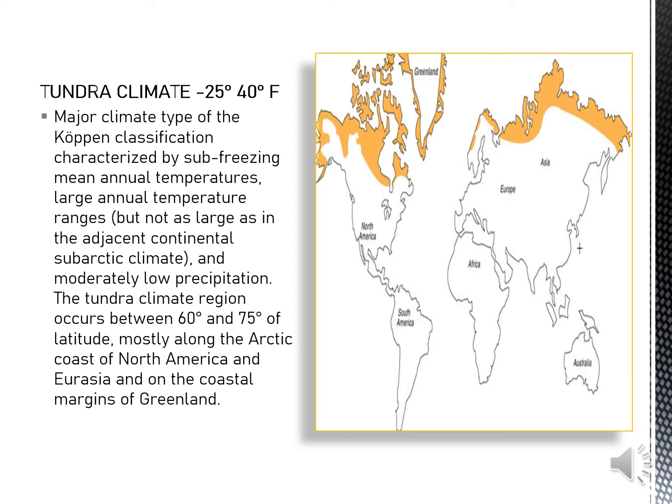Tundra climate, 25 degrees to 40 degrees Fahrenheit. Major climate type of the Köppen classification, characterized by sub-freezing mean annual temperatures, large annual temperature ranges, but not as large as in the adjacent continental subarctic climate, and moderately low precipitation. The tundra climate region occurs between 60 degrees and 75 degrees of latitude, mostly along the Arctic coast of North America and Eurasia, and on the coastal margins of Greenland.